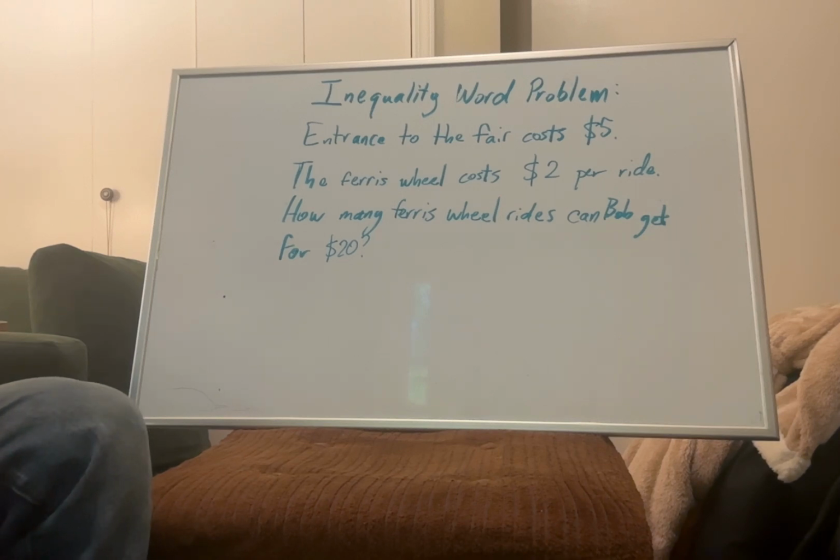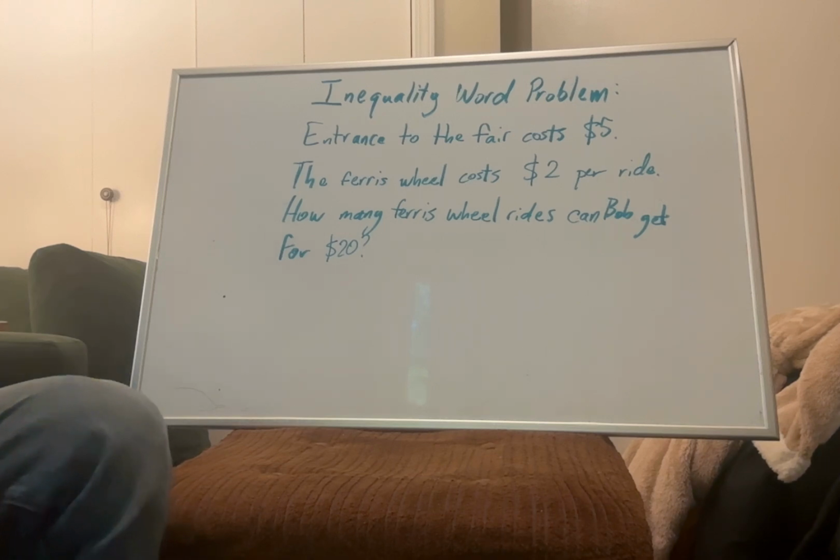So for us to get started, the first thing we want to think about is what would be an expression or a way to compute the amount of money it would cost if I told you how many rides Bob was taking. Take a second to think about it. Okay, so if I told you Bob took, let's say, 12 rides, how would you compute it? You would take the 12 rides, multiply it by the $2 per ride, and then we would have to add in that it costs $5 to get into the fair as well.